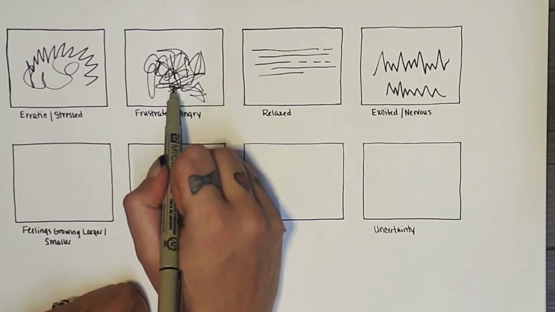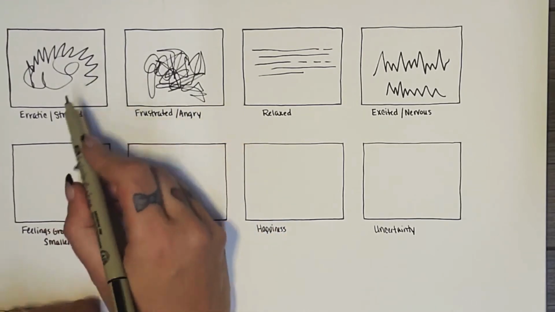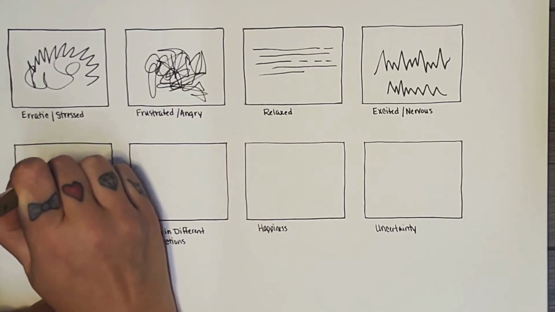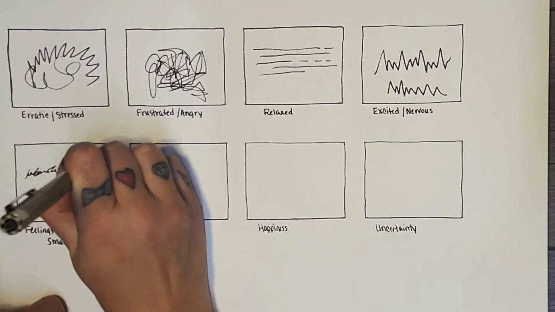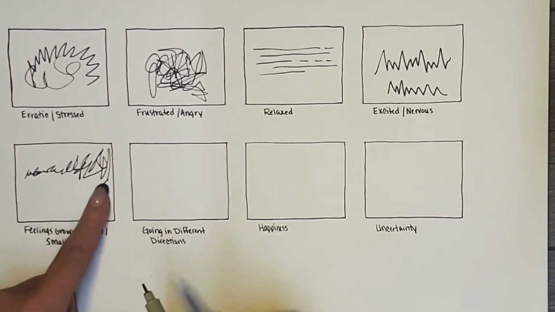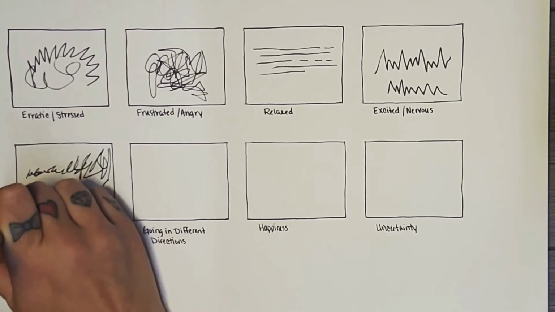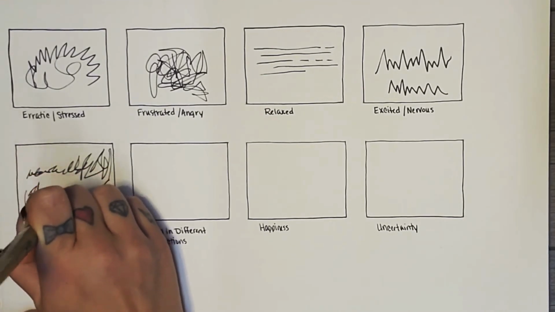You can also use what you used in the other squares, for example, anger. Take the layered scribbles and start out smaller until they get bigger. For feelings that are growing smaller, do the opposite. Bigger to smaller.